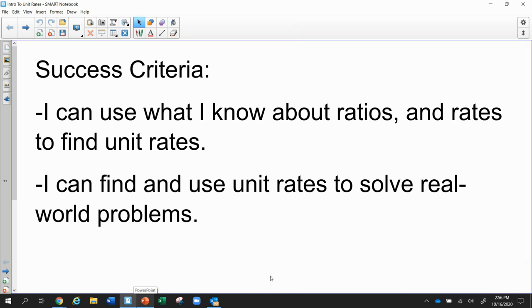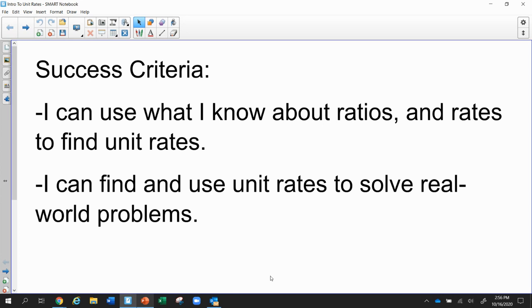Hey guys, today we started a new topic and we are learning all about unit rates. Our success criteria for this is I can use what I know about ratios and rates to find unit rates. I can find and use unit rates to solve real world problems.